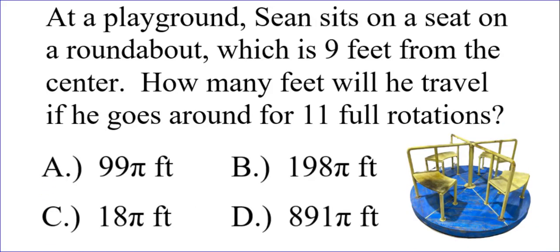All right, let's look at some actual word problems. This one says at a playground, Sean sits on the seat on a roundabout, which is 9 feet from the center. How many feet will he travel if he goes around for 11 full rotations? You can see we have multiple choice. All of them are in terms of pi, meaning they all have pi multiplied to a number. So they're not giving us the decimal approximation rounded to the nearest tenth. Instead, all these answers are in terms of pi. You can also see here a little picture of what a roundabout could possibly look like.